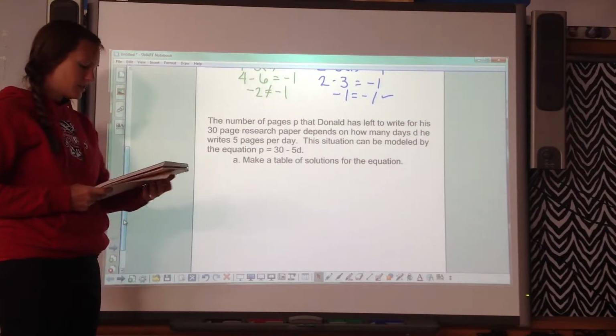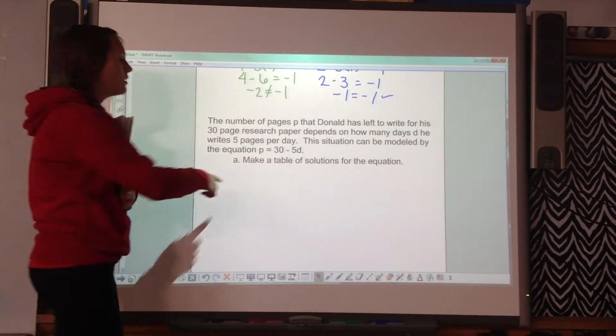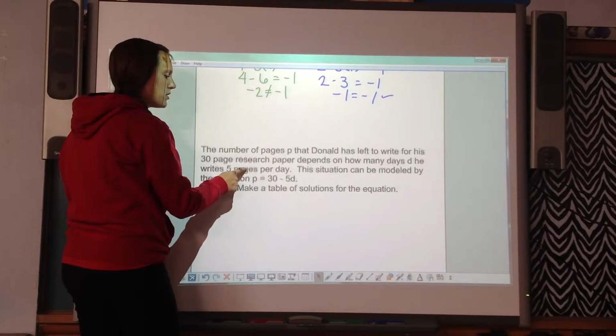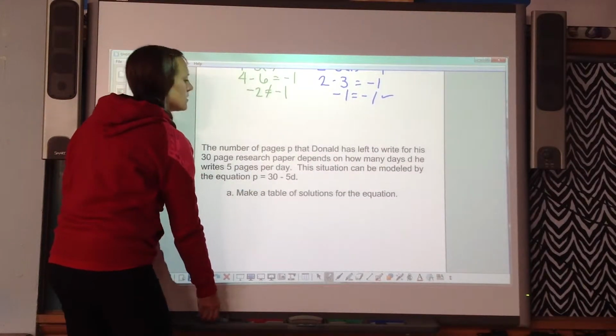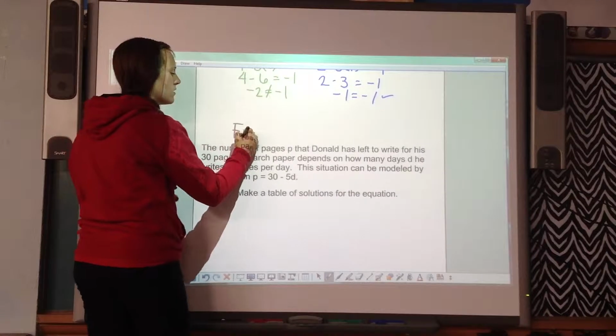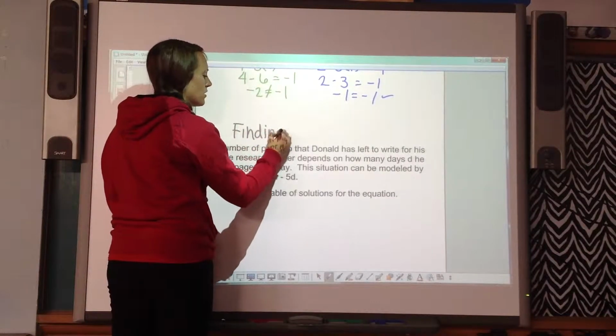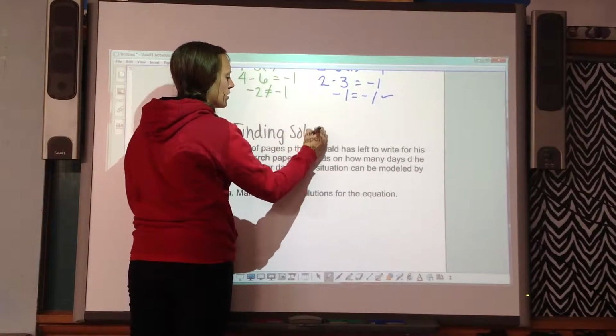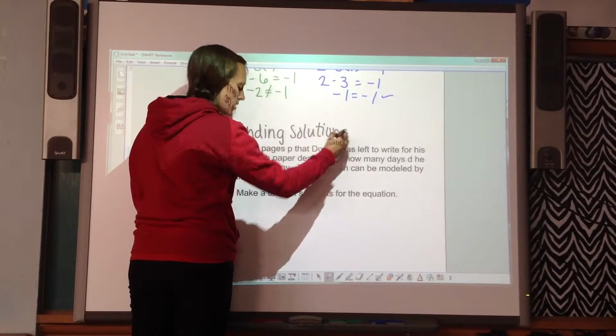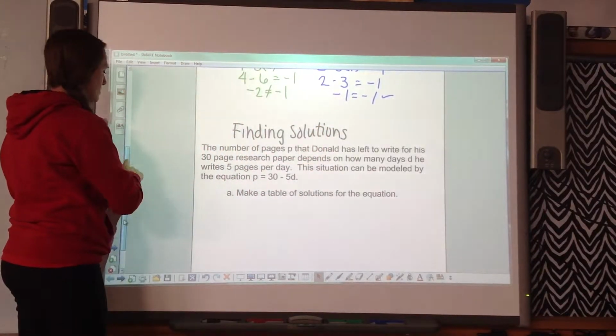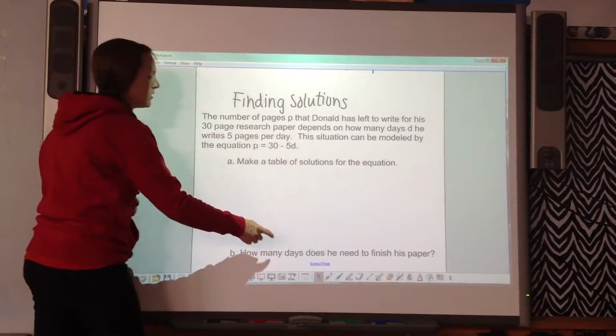The next part of this section is called finding solutions. You do not have to write this huge paragraph down. Just make sure you're following along here.